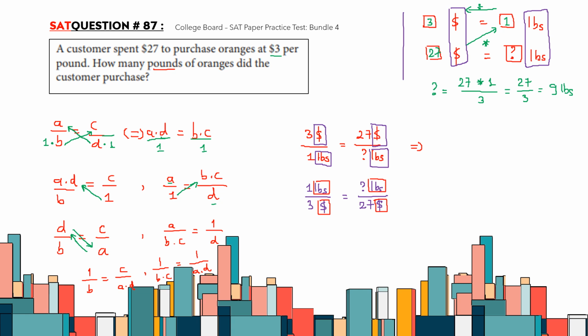So to solve this problem, we still can use that. We want to solve for the question mark, so we move it up here. Then we move 3 down here. So we have question mark over 1, that question mark equals 27 divided by 3, that is 9 pounds. Dollars divided by dollars per 1 pound.